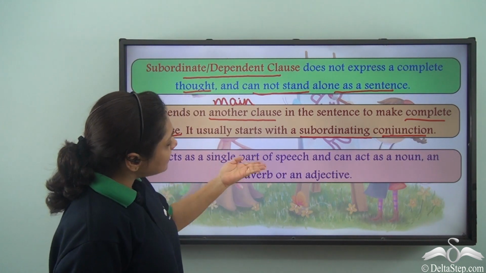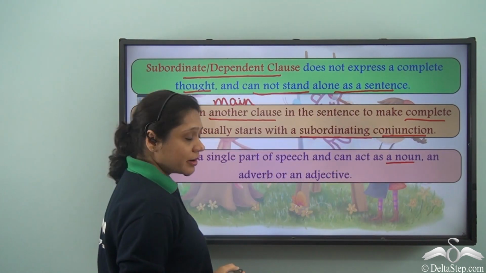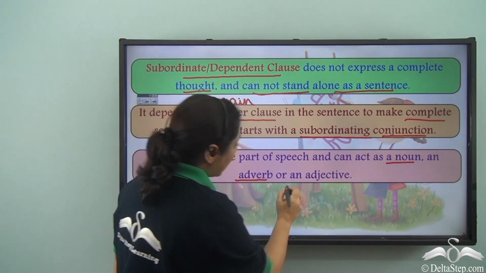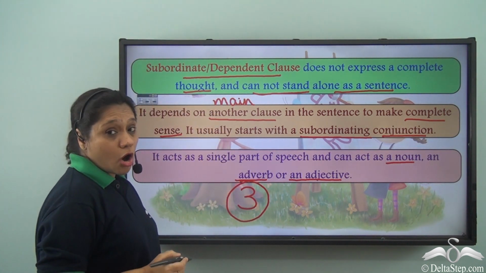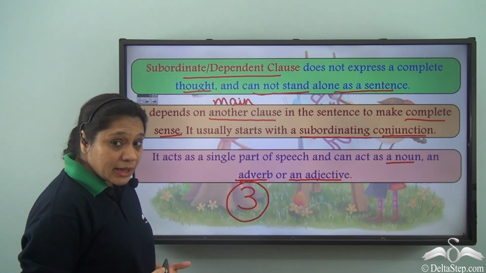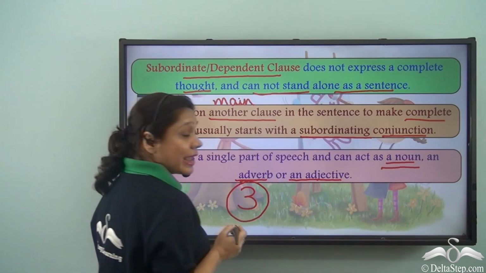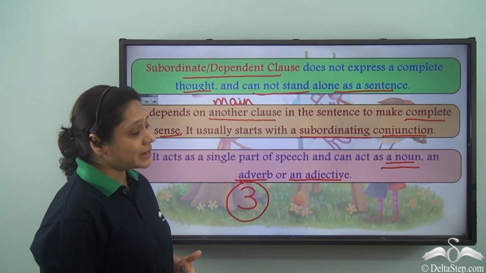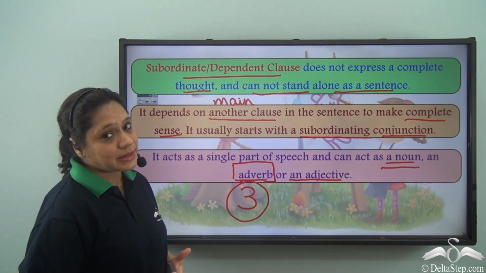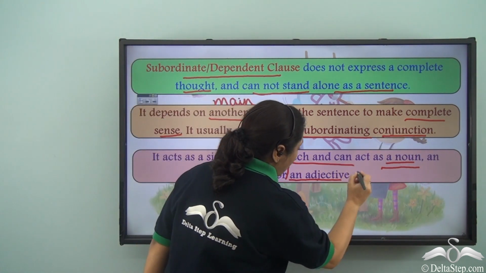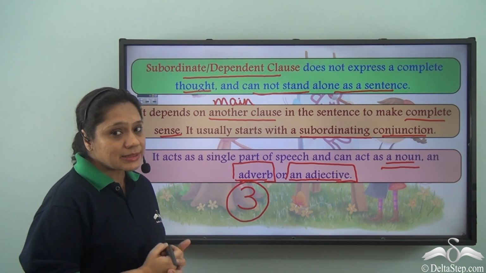It acts as a single part of speech and can act as a noun or an adverb or an adjective. So, there are three kinds of subordinate or dependent clauses depending on their role in the sentence. It can be a noun clause if it does the role of a noun in a sentence, or an adverb clause if it does the role of an adverb in a sentence, and it can also be an adjective clause if it does the work of an adjective in the sentence.